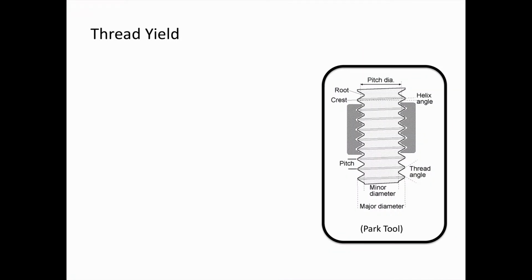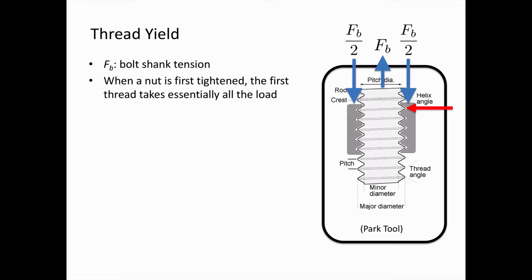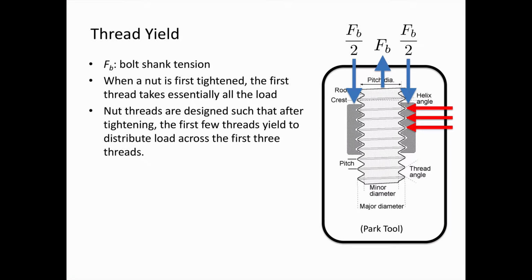Let's talk about thread yield. So if we have a bolt shank in tension and we're pushing back on the nut that's threaded onto this bolt, when the nut is first tightened, this first thread takes pretty much all of the load. But after the initial tightening, due to plastic deformation, due to yield, the threads adjust so that the load is spread out a little bit more evenly. And the nuts are designed this way. They're designed to yield. And after the plastic deformation, the load is spread out over the first 3 threads.